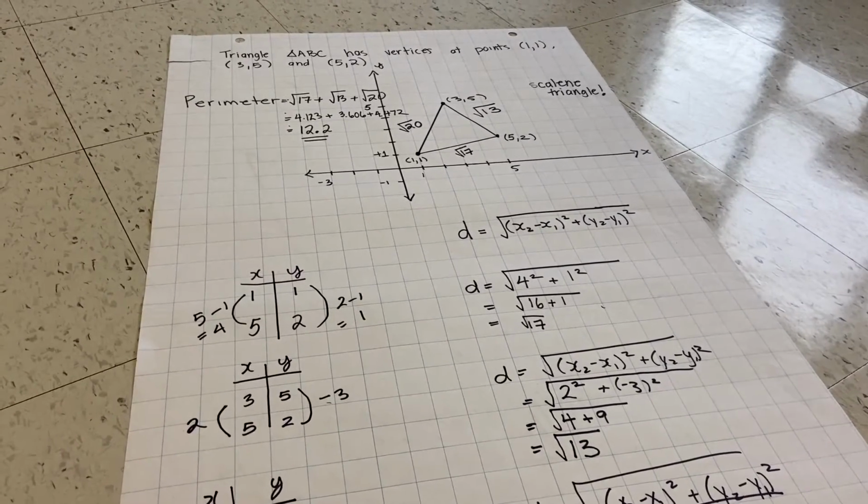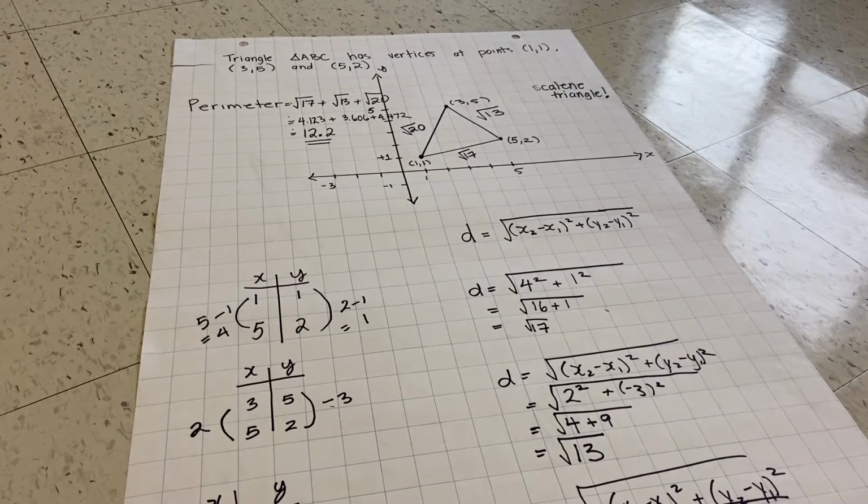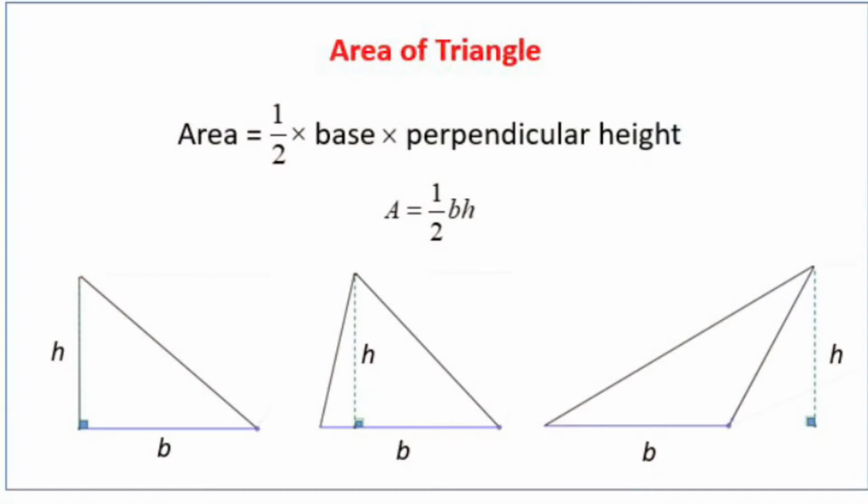So we need to remember what the formula is for the area of a triangle. In order to find the area of a triangle, we need to multiply 1/2 times base times height. We can find the length of the base of the triangle. That's just using the distance formula that we used today.